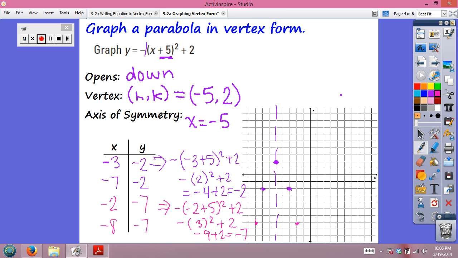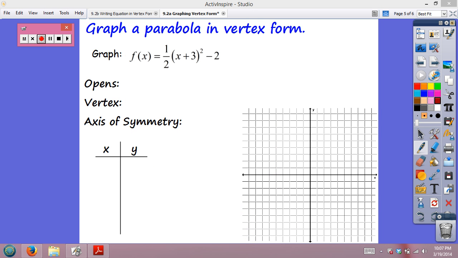And then we just draw our lines, connect the dots. Our parabola is facing down, and that's what we wanted. So that's how we're going to graph in vertex form. So our last example starts with an a value of 1/2. And although that might be a little scary, we may have fractions in our lessons, so it's very important that we practice.